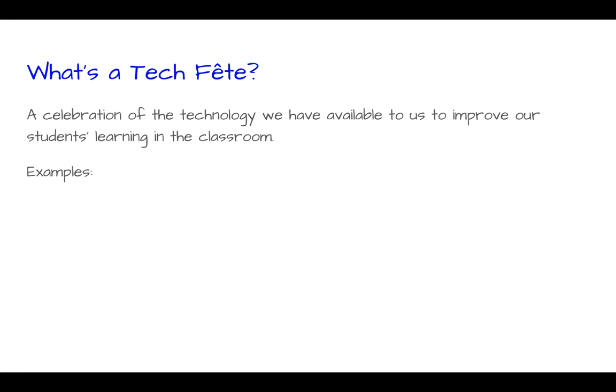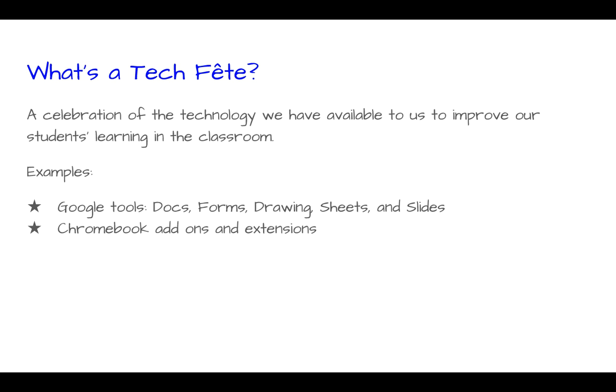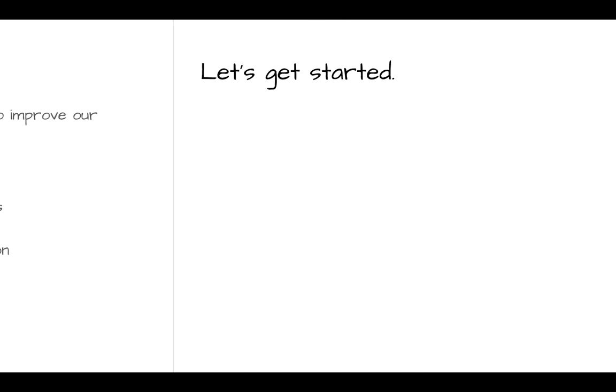So, for example, we could go over some of the Google tools. We have Docs, Forms, Google Drawing, Sheets, Google Slides. We'll look at each of those. We'll also look at Chromebook add-ons and extensions that are available in the Chromebook store. And then we're going to look at various ways that we can use these in daily instruction and how they can help us. So without further ado, we're going to go ahead and get started.